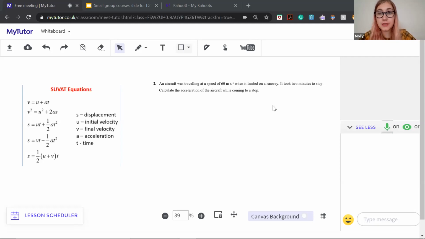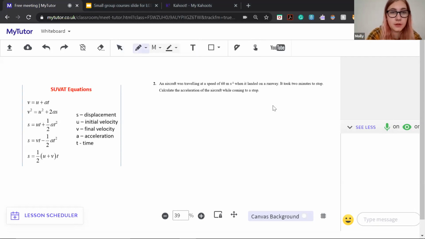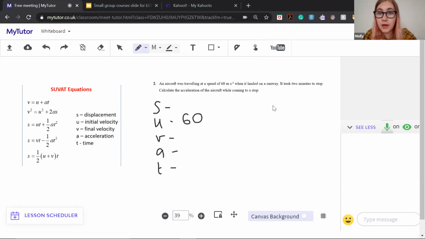Okay, I'll just go through this. So we want to write down SUVAT, as we always do, and go through and read this one thing at a time. So an aircraft was traveling at a speed of 60 meters per second when it landed on a runway. It took 2 minutes to stop, so that's 120 seconds. And because it stops, that means that it slows down and comes to a speed of 0. So it took 2 minutes to get from 60 to 0. And we want to calculate the acceleration. So hopefully it makes sense where I got all of those values there.